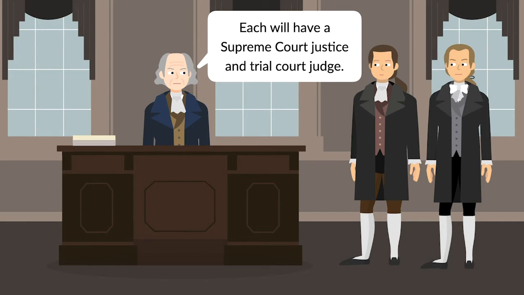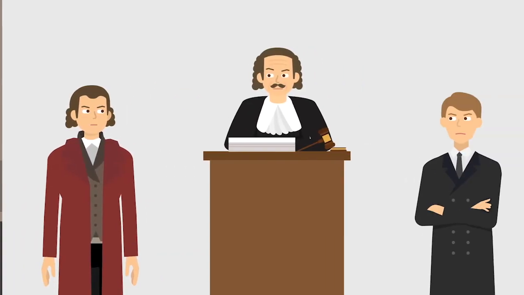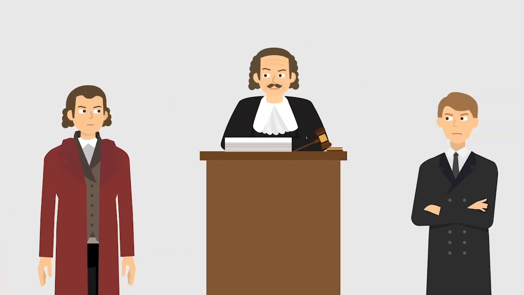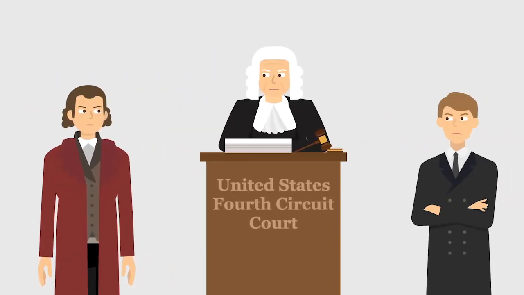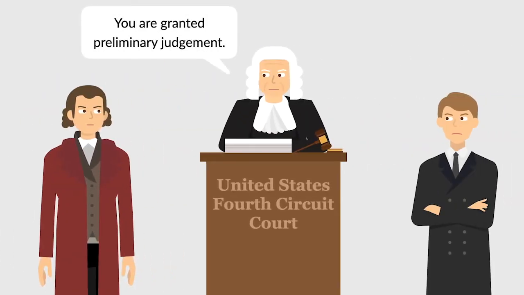The parties in Stuart versus Laird got caught up in all this restructuring. John Laird sued Hugh Stuart in federal court in Virginia. In December of 1801, Laird received a preliminary judgment from the Fourth Circuit Court for the Eastern District of Virginia, the trial court created by the 1801 Judiciary Act.